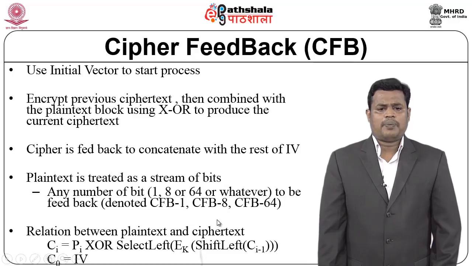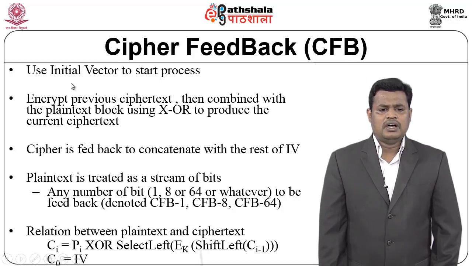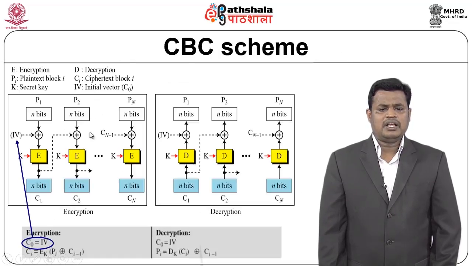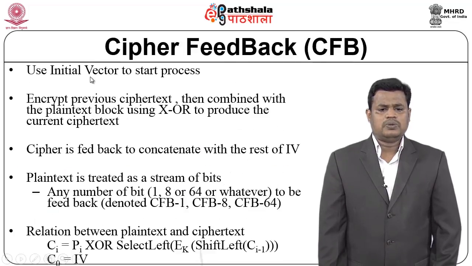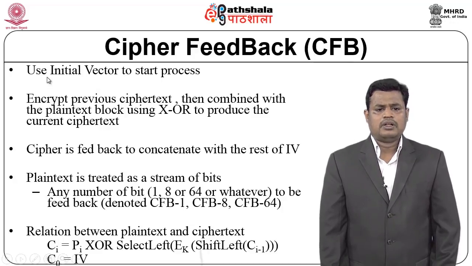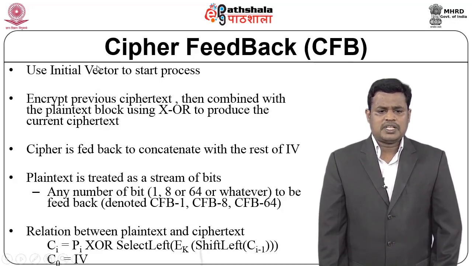The next mode of operation we have is Cipher FeedBack, CFB. Here it is going to be the same as your CBC, but it needs some modification. We will see what the modification is. Here also it is using the same approach as your earlier model CBC. The initial vector is used to start the process, and the encrypted previous ciphertext is then combined with the plain text using the XOR operation to produce the current ciphertext.